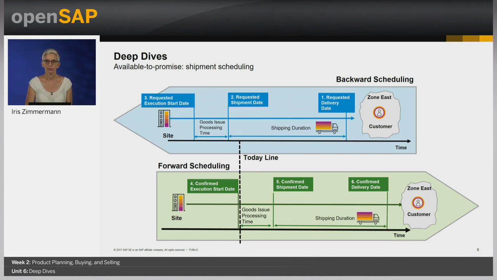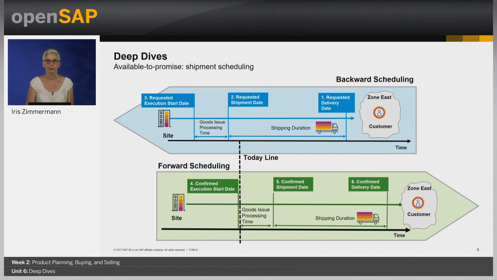If the confirmed execution start date is the same as requested, the shipment and delivery dates stay the same. If the confirmed execution start date is further in the future, represented by number 4, then a forward scheduling is performed to compute the confirmed shipment date and the confirmed delivery date, represented by number 5 and 6. If there is no availability check method maintained for the product, then the forward scheduling is triggered from today's line if the requested execution start date is in the past.